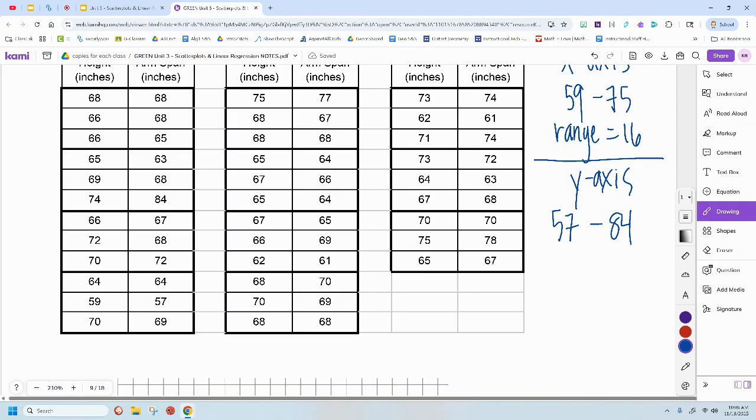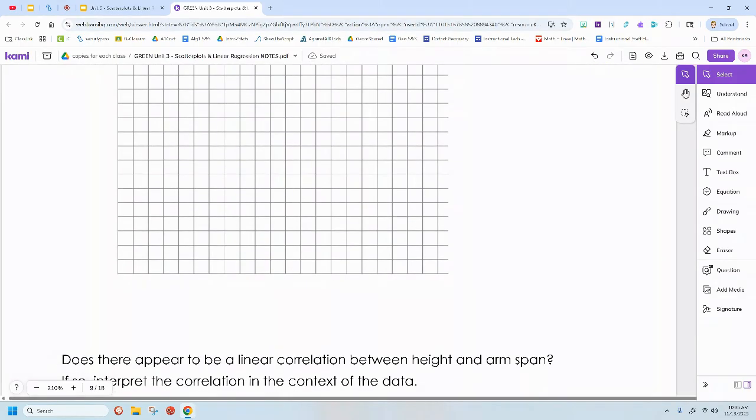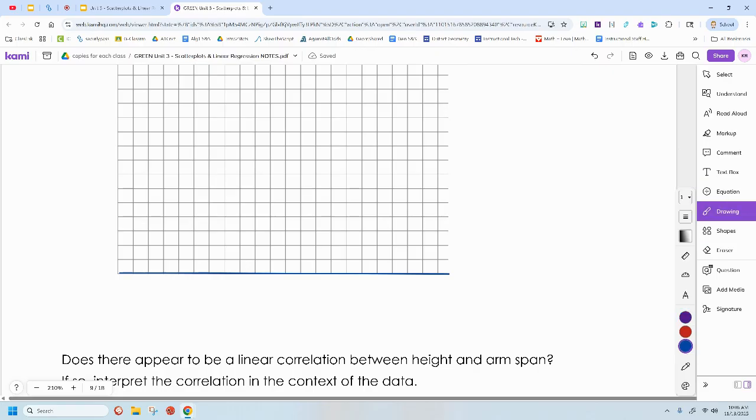Now, what is that range? That range is going to be 27, right? So it's possible we're going to use different counting methods on the two axes. We have to make that decision. Okay? All right. So let's go and work on the x-axis first. So once again, you're going to draw in your axis using your straight edge. This is going to be height in inches.